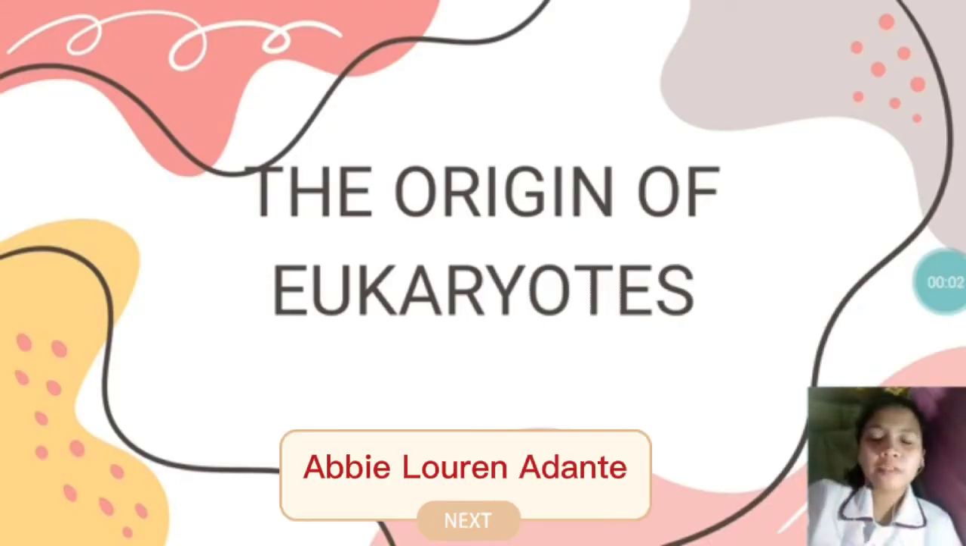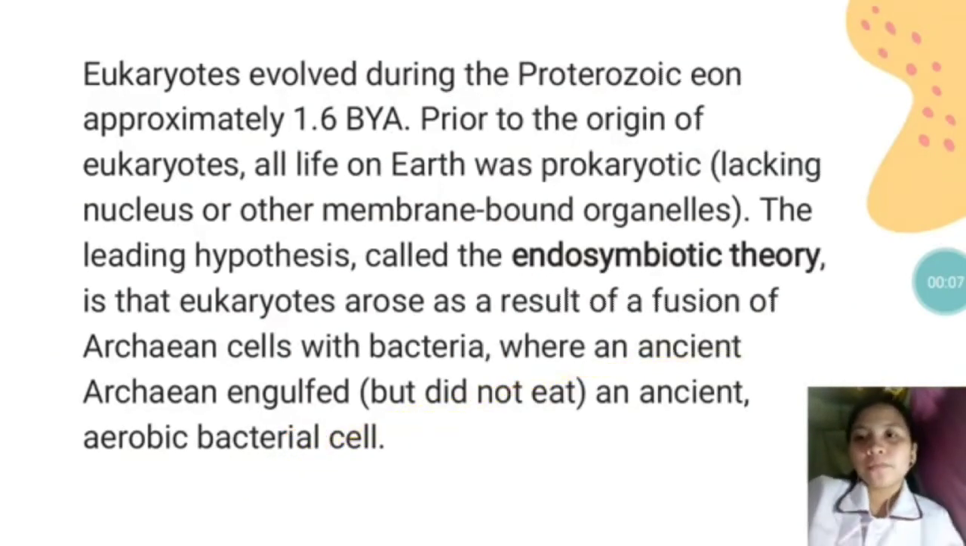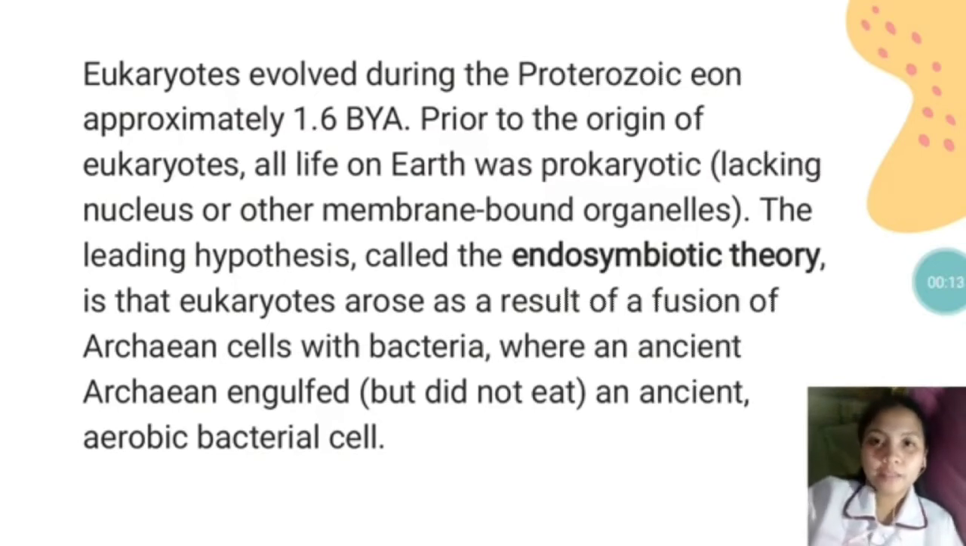Good day everyone. Today I'm going to discuss the origin of eukaryotes. Eukaryotes evolved during the Proterozoic Eon, approximately 1.6 billion years ago. Prior to the origin of eukaryotes, all life on Earth was prokaryotic, lacking a nucleus or other membrane-bound organelles. The leading hypothesis, called the endosymbiotic theory, is that eukaryotes arose as a result of a fusion of archaeal cells with bacteria, where an ancient archaean engulfed but did not eat an ancient aerobic bacterial cell.